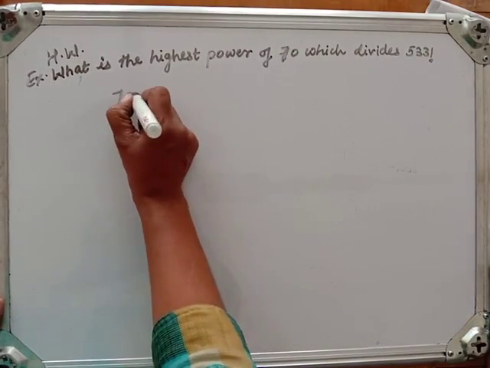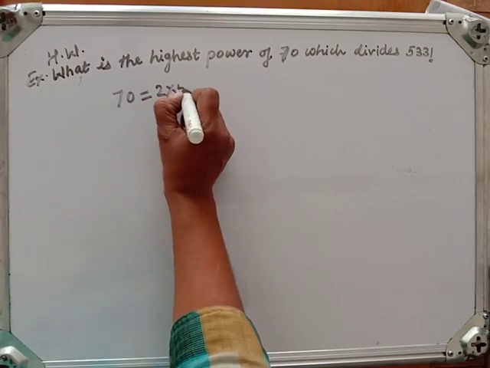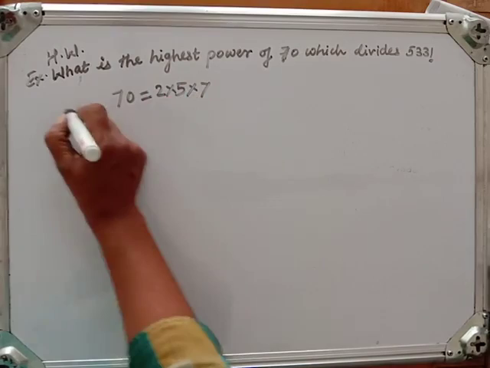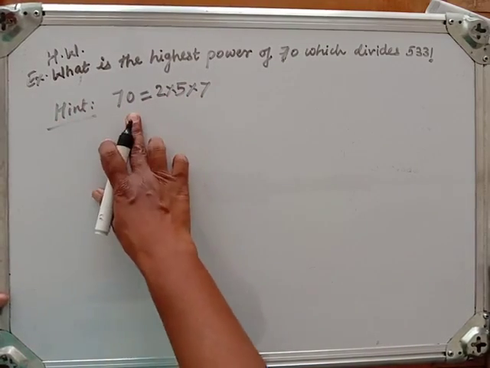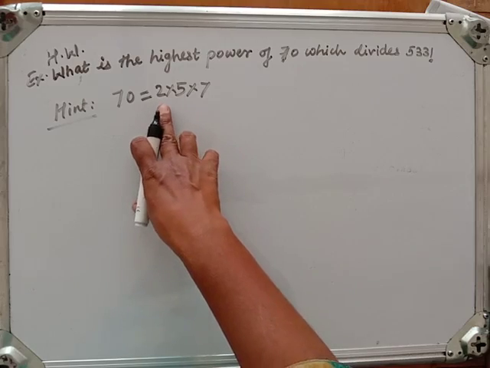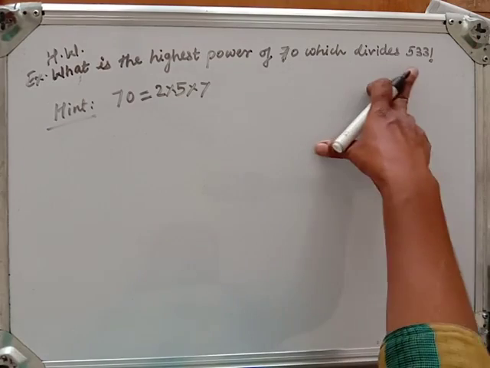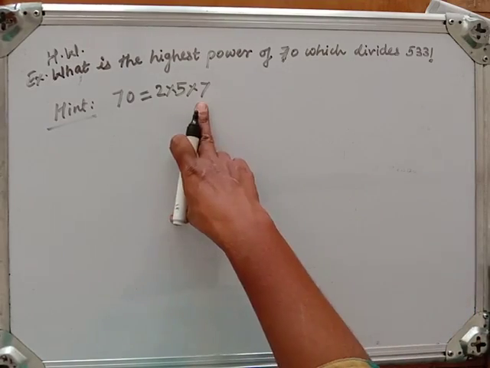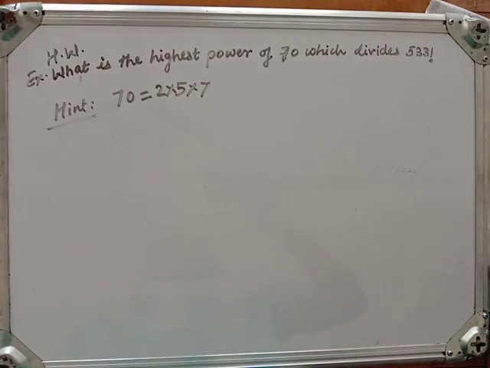Now you know 70 can be written as 2 into 5 into 7. This is a hint. So you have to find the highest power of 2 that divides 533 factorial, highest power of 5 that divides 533 factorial, highest power of 7 that divides 533 factorial, and take minimum of them. Okay, thank you.